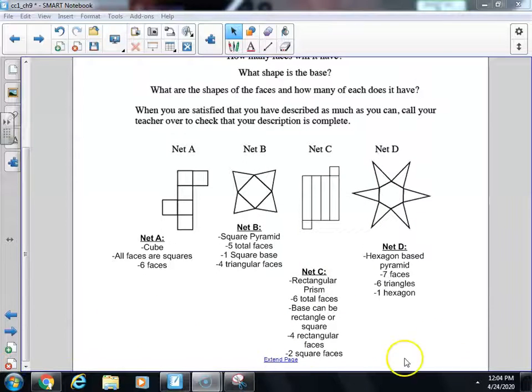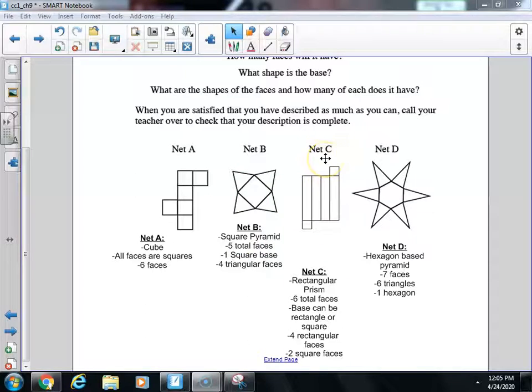All right, so go ahead and compare what you got with what Miss Lands and I recorded for you. Net A is a cube. Notice that it's composed of 6 different squares. Cubes are made up of 6 sides that are all squares, so all faces are square, and there are 6 of them. Net B, you see that it's a pyramid, because our base here is a square, there's not a second square opposite of it, so all of these triangles come to a point. So it's a square pyramid with a base of a square and 4 triangular faces.